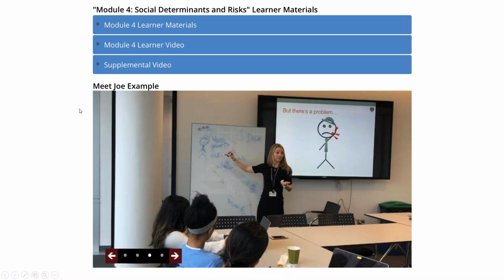Specifically, I'll go through an example of what this course might look like. If you go online to the Global Health Starter Kit, there are going to be options for the students. The example we have here is Module 4, Social Determinants and Risk.